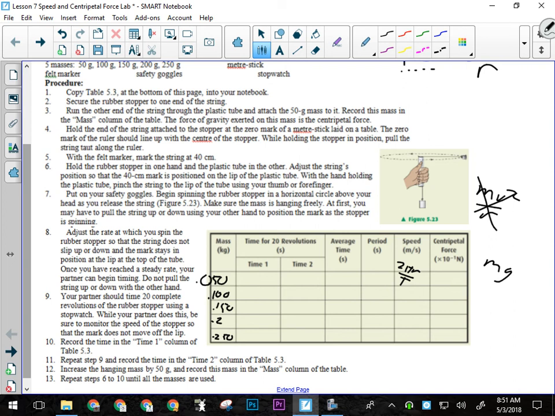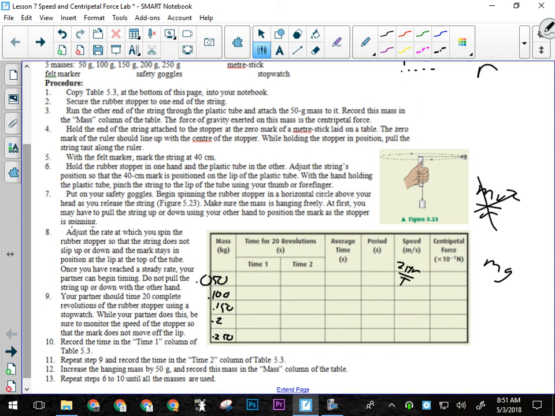Yeah, so we're not going to repeat steps 6 to 10 until all masses are used, because that would mean we would go up to like the 1 kilogram mass. That'll actually break the string. So we're not going to do that. We'll just go up to 250 grams, and that will be lots.